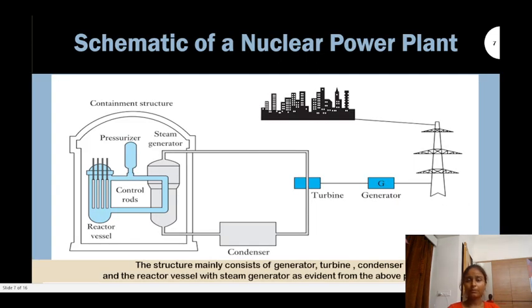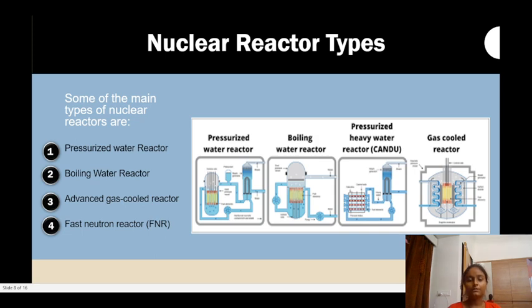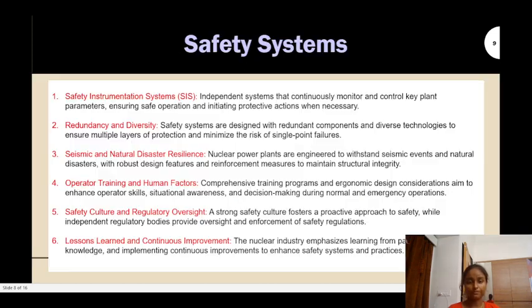The schematic diagram of a nuclear power plant is as follows. The main structure consists of a generator, a turbine, a condenser and the reactor vessel with steam generator, as evident from the above picture. There are basically four major types of nuclear reactor: pressurized water reactor, which uses high pressure water, the boiling water reactor, advanced gas cooled reactor, and fast neutron reactor, which uses the energy of fast moving neutrons.